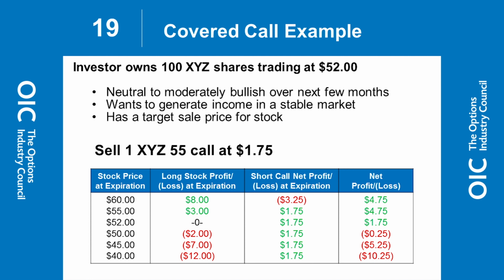So let's see what that means number-wise. If stock goes up to 55, right now it's trading at 52. So let's look at that first. Stock's trading at 52. We don't make any money on the stock.